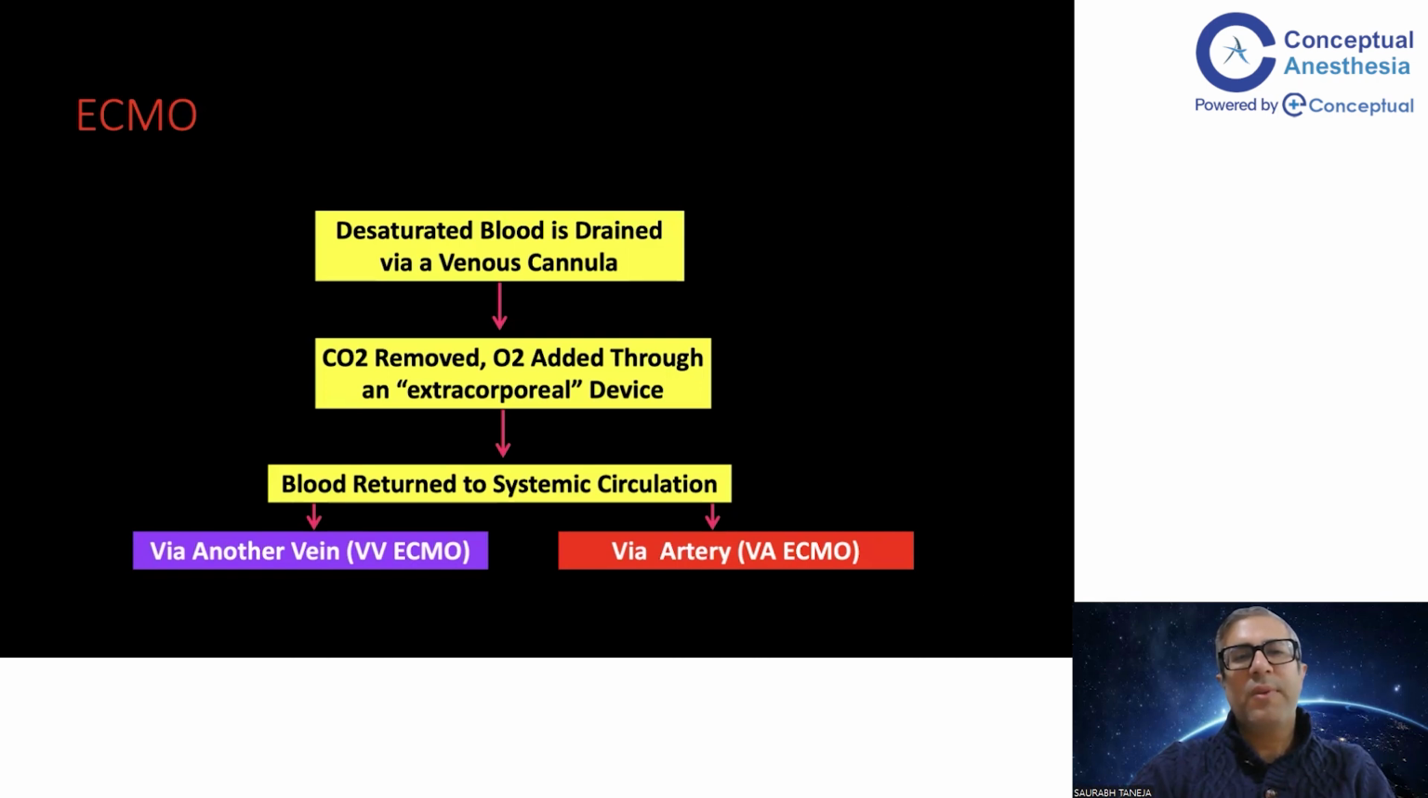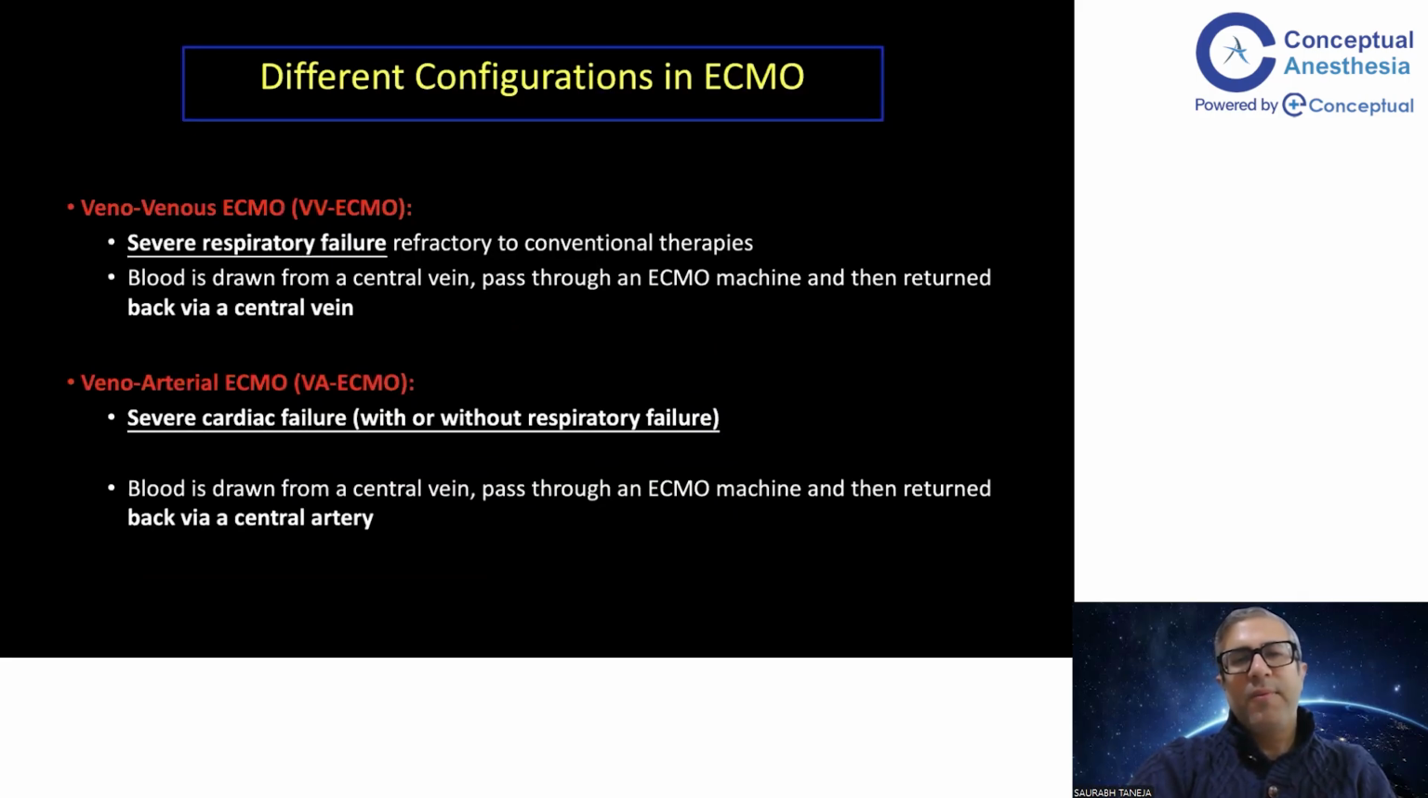When we talk about VV ECMO, the first V stands for the drainage cannula, and the second V is when it's returned through a vein. So it can be a femorojugular configuration. So it is a VV ECMO. And when it is returned via an artery, usually a femoral artery, it's a VA ECMO. So these are the two types, VA and VV ECMO.